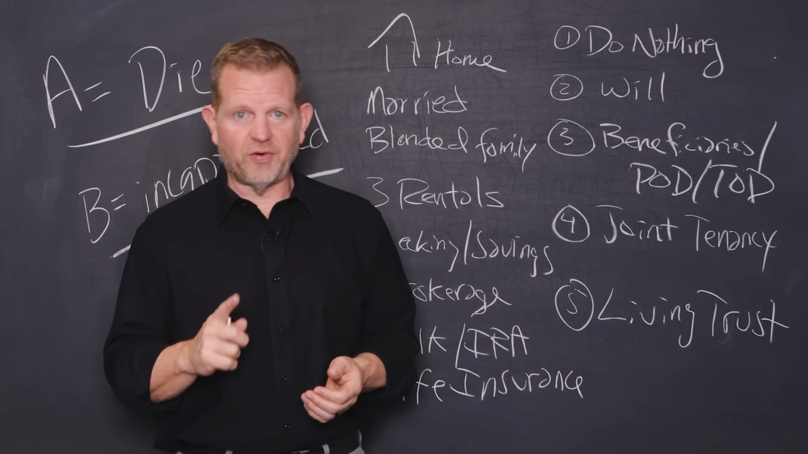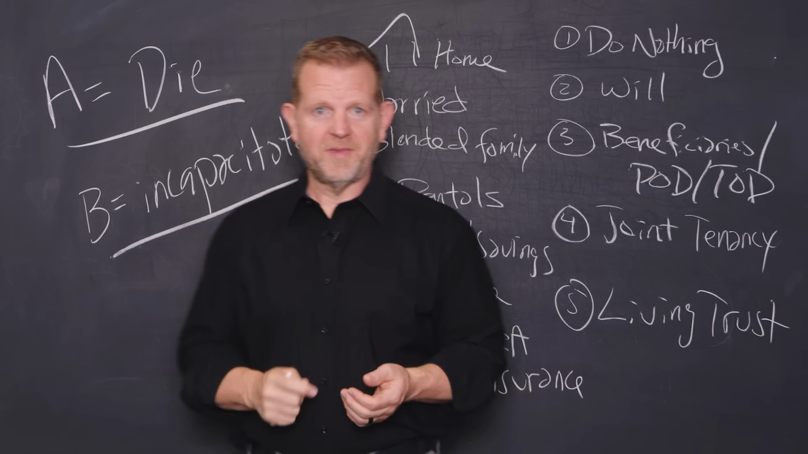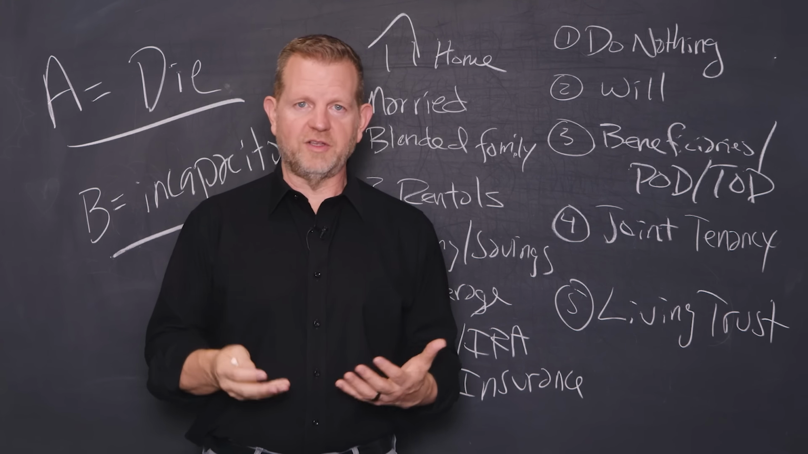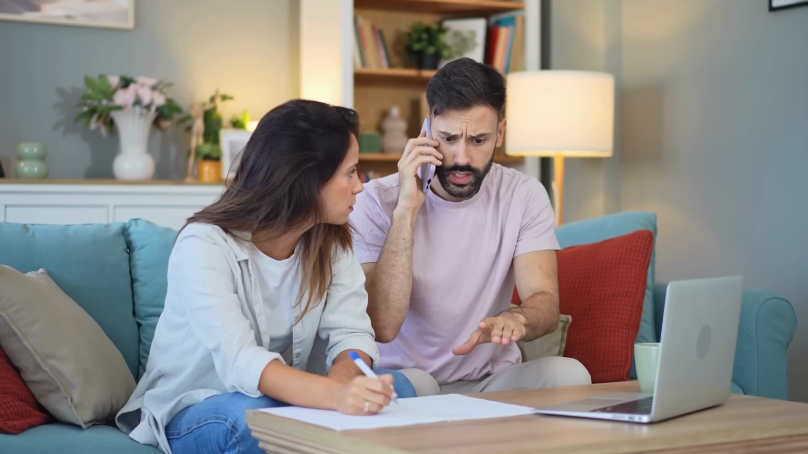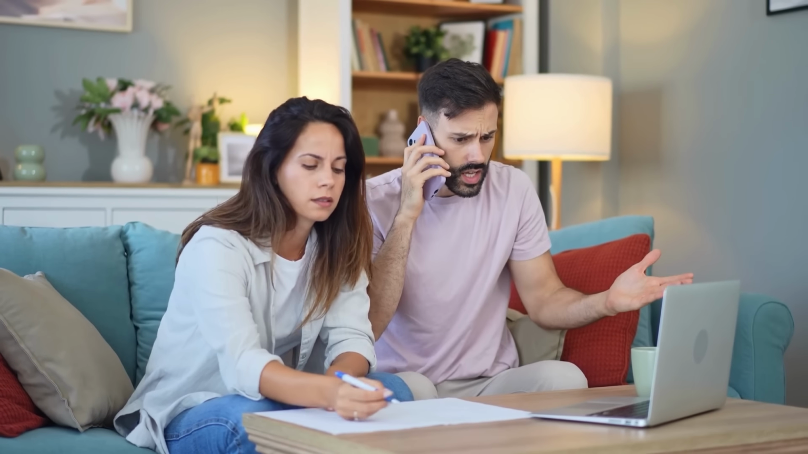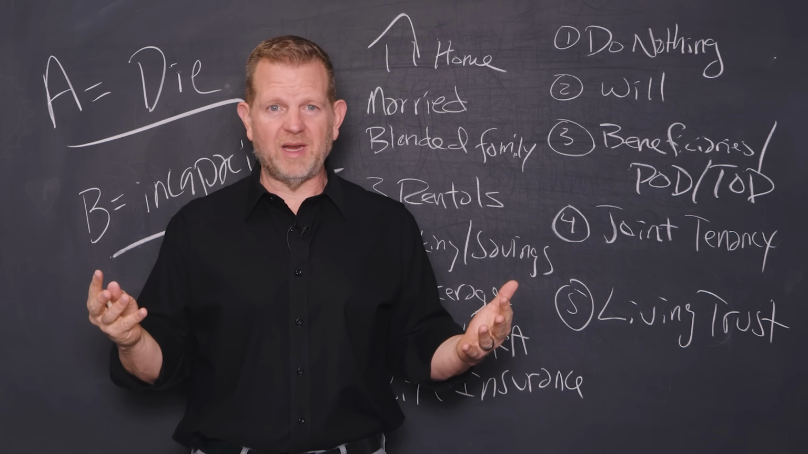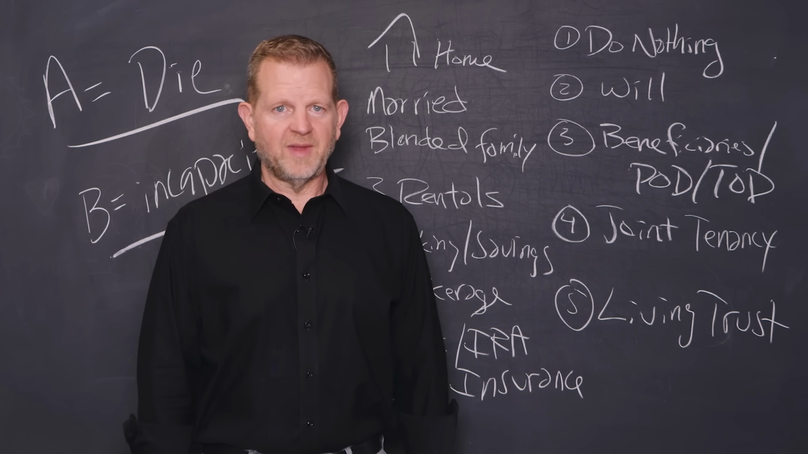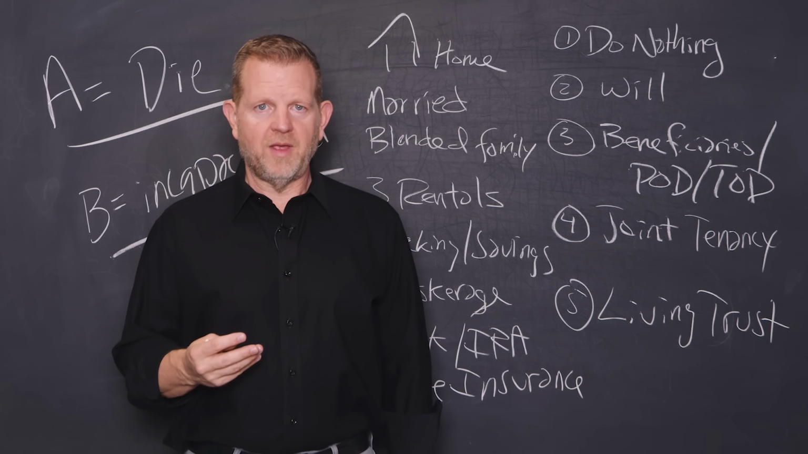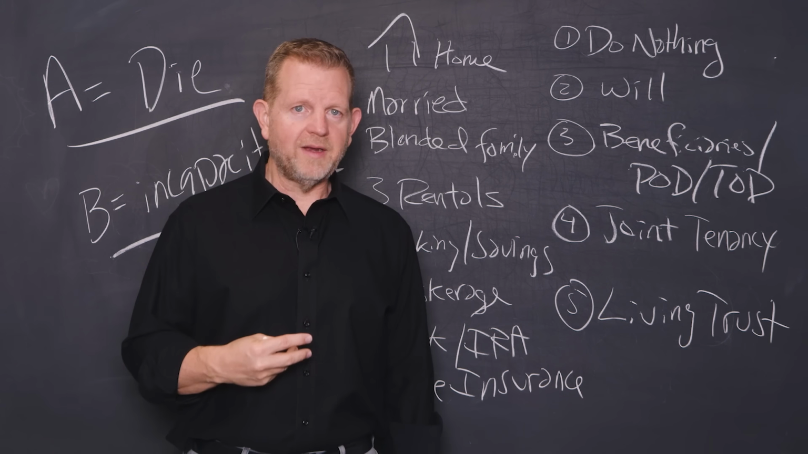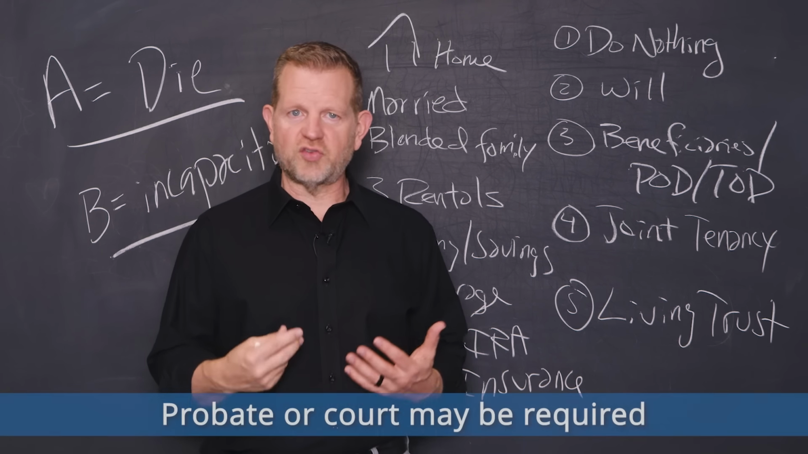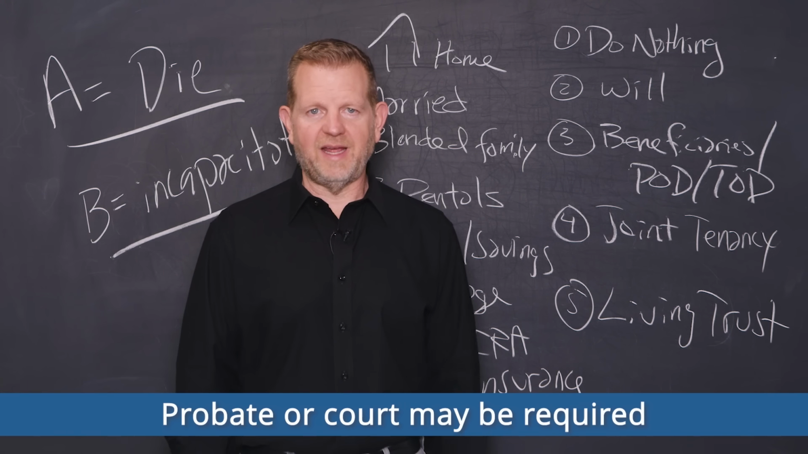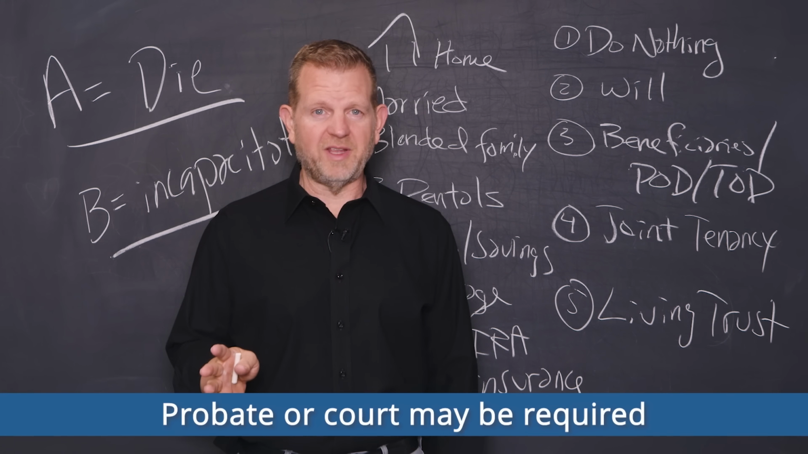So let's go through the first scenario. You die. You pass away. Your family is grieving, and now they're doing the scavenger hunt. Where are the accounts? Who has passwords? Who can sign? How do we sell anything? What do we need to do? How many lawyers do we need to hire? How do we pay bills while we're at it? Things aren't set up properly. Your family may need to probate or go through some court process to transfer assets. And that can take, on average, anywhere from a year to 18 months.